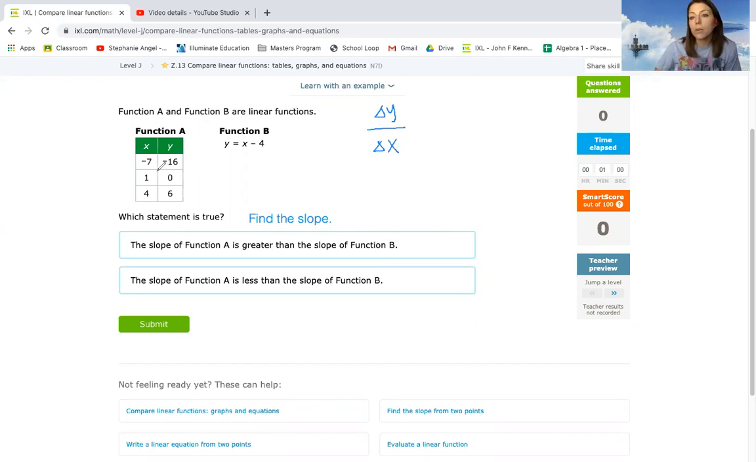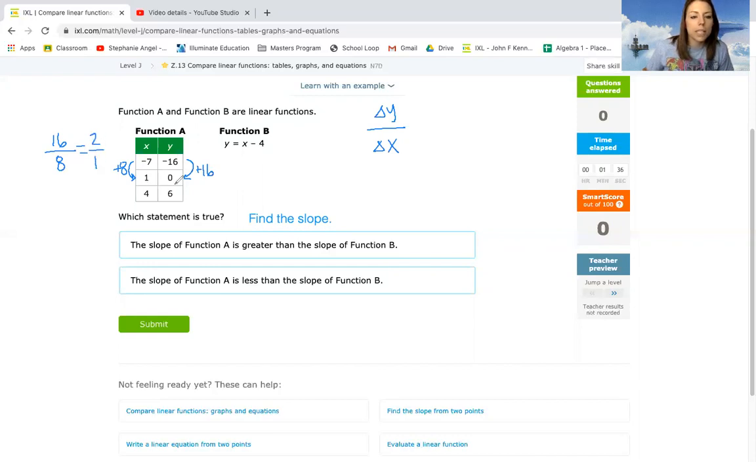So function A, how do you calculate the slope in a table? Well, to calculate the slope in a table, you start by just finding the rate of change. So how do I get from -16 to 0? That's a change of +16. And how do I get from -7 to 1? Let's see, -7 plus 7 is 0, plus 1 is +8. So my first change shows that my rate of change is 16 over 8, which can be simplified to 2 over 1.